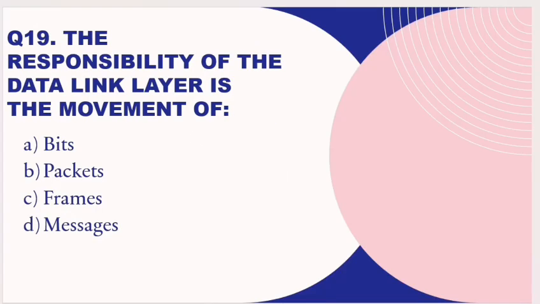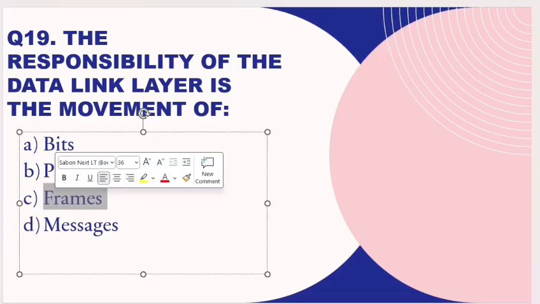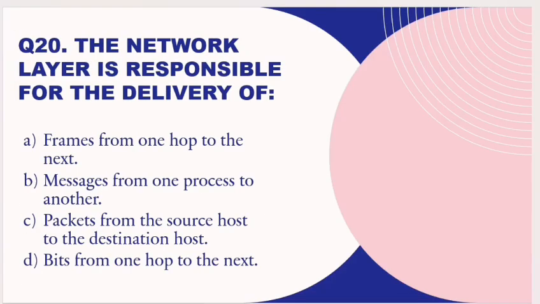Moving on to the question number 19. The responsibility of the data link layer is the movement of option A, bits, option B, packets, option C, frames, option D, messages. So the right answer is option C, frames. Moving on to the question number 20.